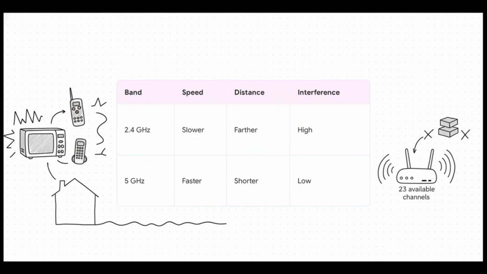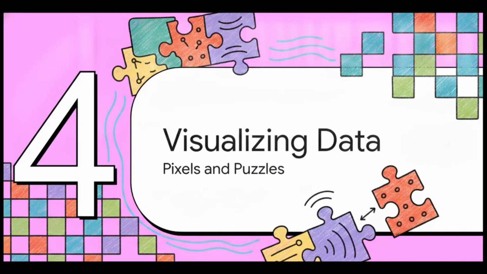The 5 gigahertz band, on the other hand, sends information much faster, but over a shorter distance. But because it has 23 available channels, it easily bypasses all those other household devices, giving you a much clearer, interference-free connection. Which brings us to Section 4, visualizing your data, pixels and puzzles.